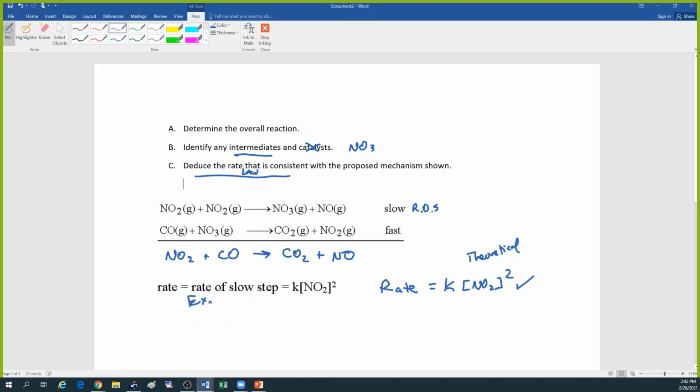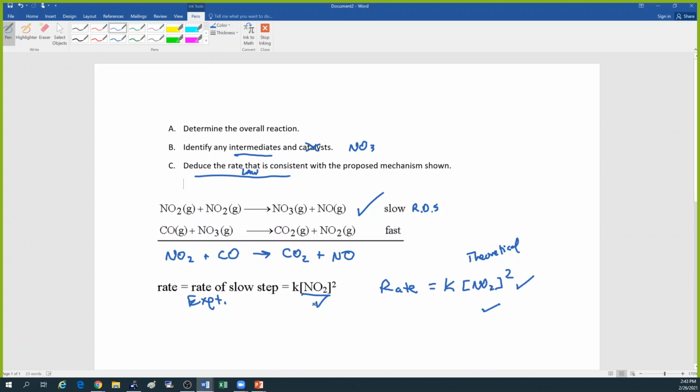If this is the experimental rate law, in other words, if we did an experiment like the kind we talked about at the beginning of this unit, and we got the same rate law, we'd say, yeah, this is consistent with the mechanism we're proposing. This mechanism predicts a rate law that matches the one in the experiment. So our mechanism looks good.